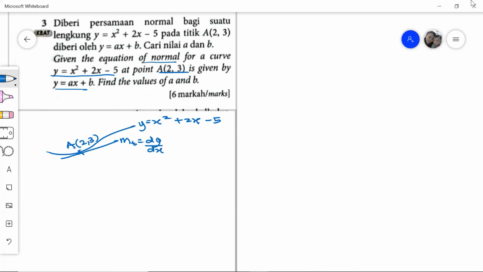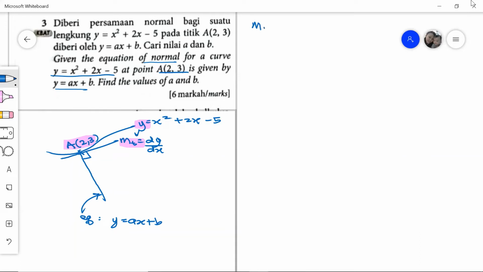Equation of normal. We are given the equation of normal, so we have to draw the normal. And therefore, the equation of the normal is given by y equals ax plus b. So let's use the elements in our golden triangle to find the necessary things first. So from here, we can actually differentiate the y and get that gradient function.